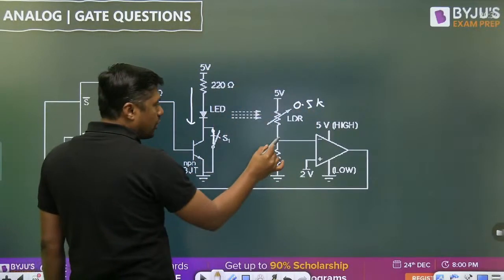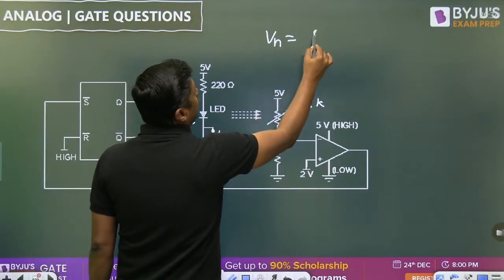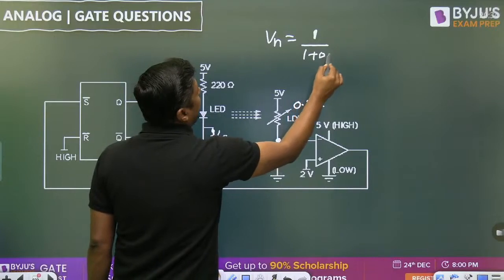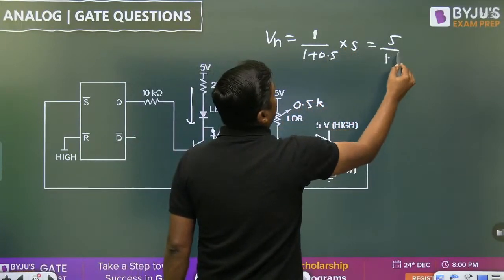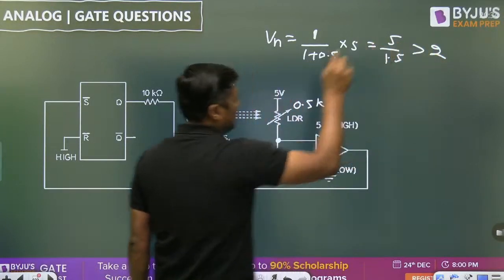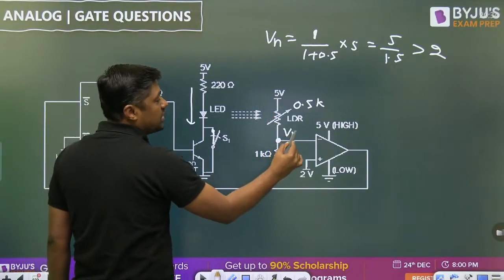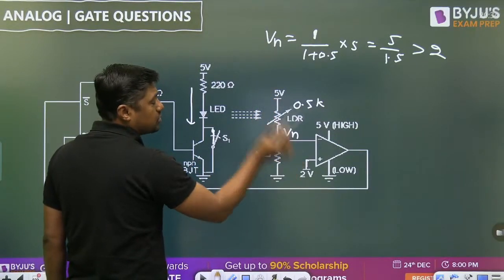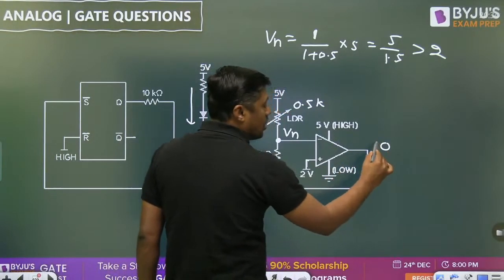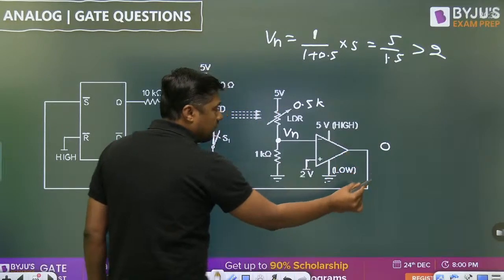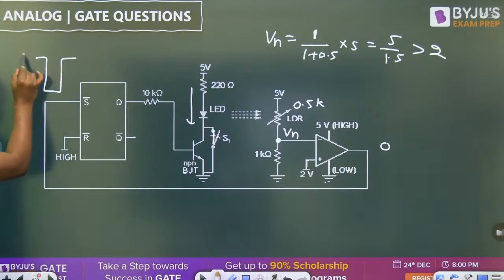Once it is reduced, what is the voltage at this point? The voltage at this point will become 1 divided by (1 plus 0.5) into 5, that is 5 divided by 1.5, and this is greater than what? 2 volt. By the voltage division rule, the negative terminal voltage becomes greater than the positive terminal voltage. That's why the output is low. It will become 0. Once the output of the comparator is low, it will give the negative trigger. Initially it was 5 volt.